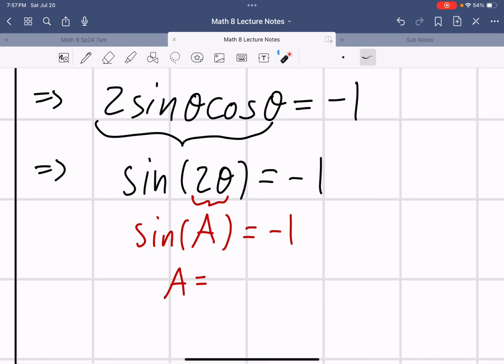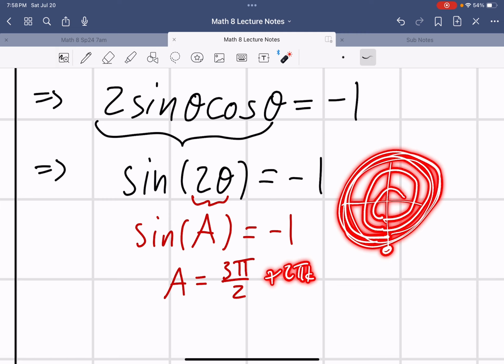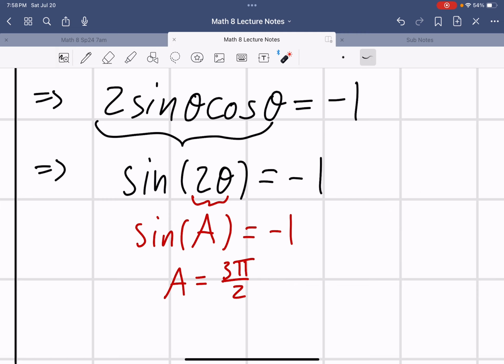So I know sine is equal to negative 1 at one place and one place only, and that is 3 pi over 2. Before, we were adding our 2 pi k, because I can get to that same position an infinite number of times, and that 2 pi k accounted for getting back to that same position over and over again.